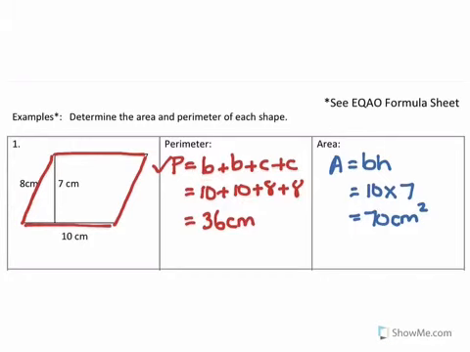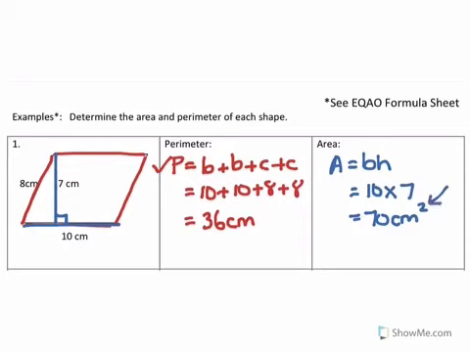All right, now it's a little bit different for the area. Area is base times height, so the base, or the bottom, is 10, times the height. Now the height is the 7 because it's at a right angle with the base. The height is always at a right angle with the base. Okay, so that's 10 times 7, which is going to be 70. Don't forget, very important, centimeters squared.